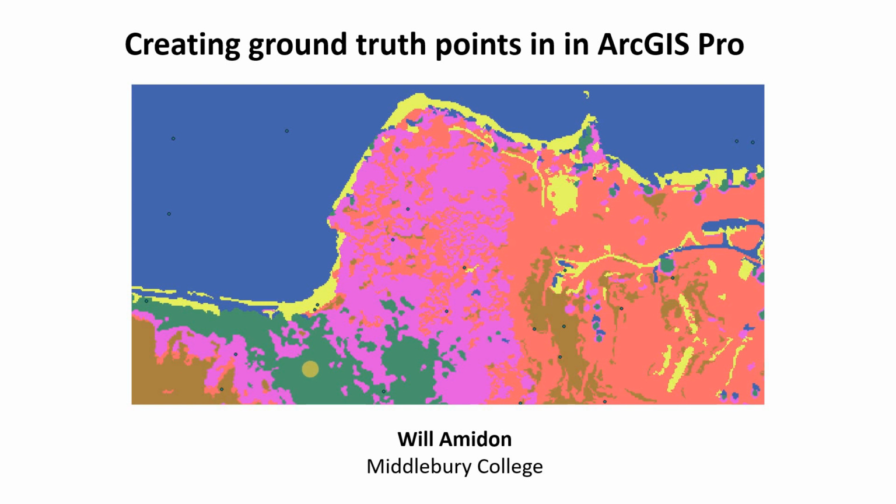To assess the accuracy of this classified map, we want to generate a bunch of random ground truth points with a certain number of points in each class so that we can then load these points into our GPS, go out to the field, and check the accuracy of our map.